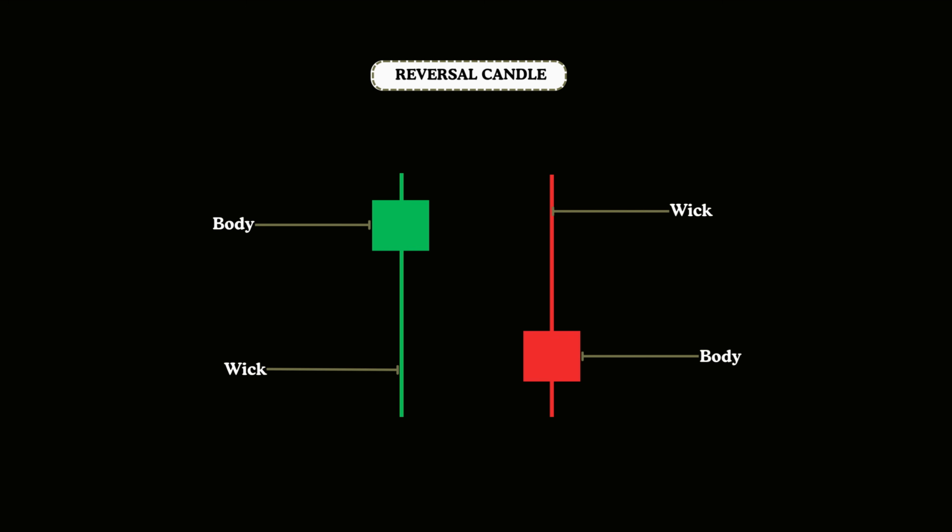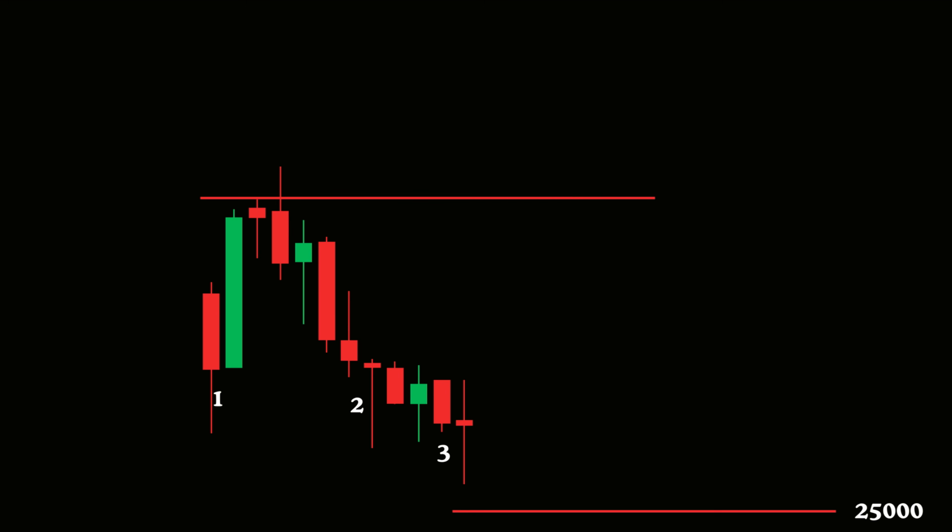This type of candle is known as a reversal candle. Many traders also refer to it as a hammer candle or an inverted hammer candle. In this formation, the wick is significantly longer than the body, indicating strong price rejection. For example, here's a 5-minute time frame chart. The price gets rejected from higher levels and approaches the psychological mark of 25,000, forming long lower wicks on the chart. These are rejection candles.